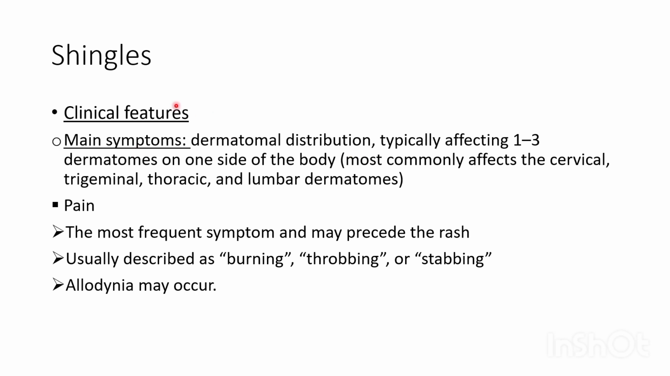Clinical features: main symptoms. Dermatomal distribution, typically affecting 1 to 3 dermatomes on one side of the body, most commonly affecting the cervical, trigeminal, thoracic, and lumbar dermatomes. Pain is the most frequent symptom and may precede the rash, usually described as a burning, throbbing, or stabbing sensation. Allodynia may occur.